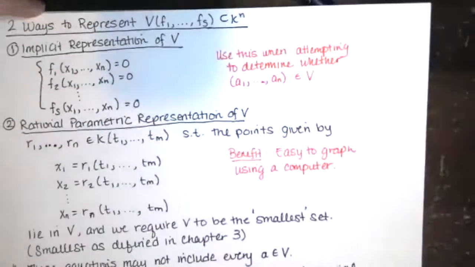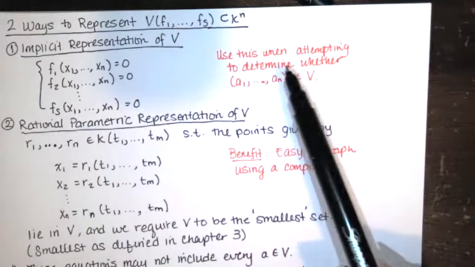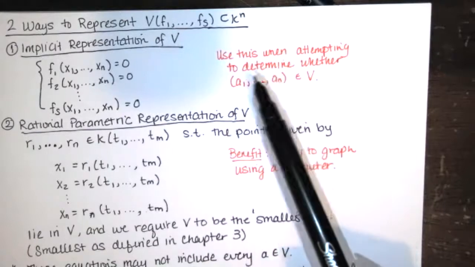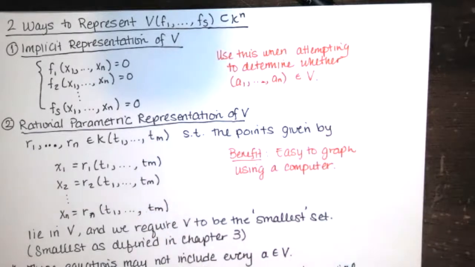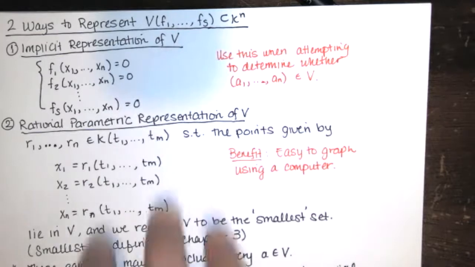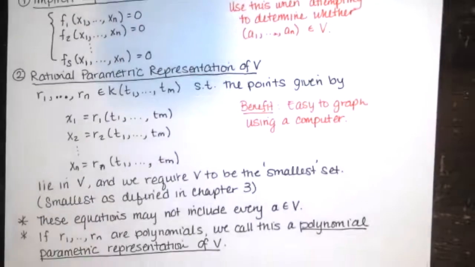So again, our implicit representation is one of the best ways to determine whether a point actually lies in the affine variety V, whereas the parametric representation draws some beautiful graphs and draws them quickly. But this parametric representation may not include all of the points of V, yeah, that is a downside of that parametric representation. And it's also not very good at allowing us to determine whether a given point lies in the variety.